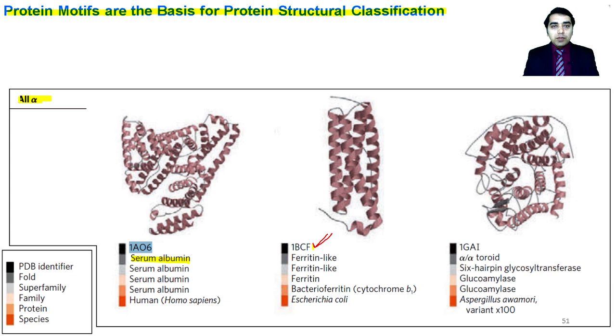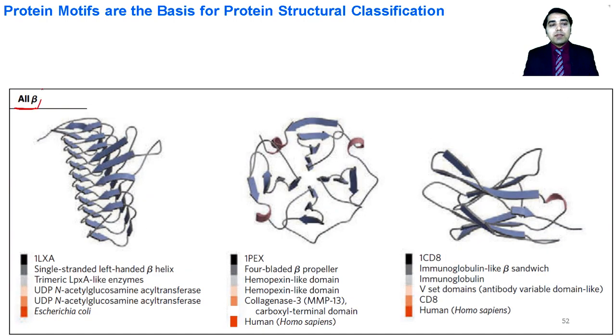These are examples of proteins that contain only alpha helices. This black color shows the identity of the protein, and the next one shows the fold, the protein fold. This is the protein superfamily showing the family, this shows the protein name, and this shows the species. For example, serum albumin contains only alpha helices, and this ferritin-like protein also contains only alpha helices, and these are the protein segments that contain only beta sheets. For example, all these beta sheets, and these are beta sheets connected through these connections, and these are also beta sheet only proteins.